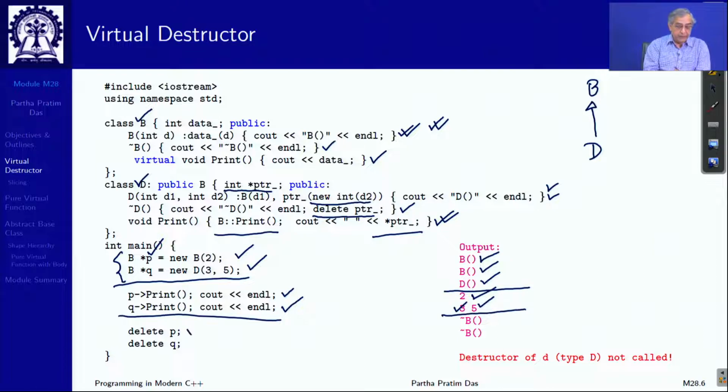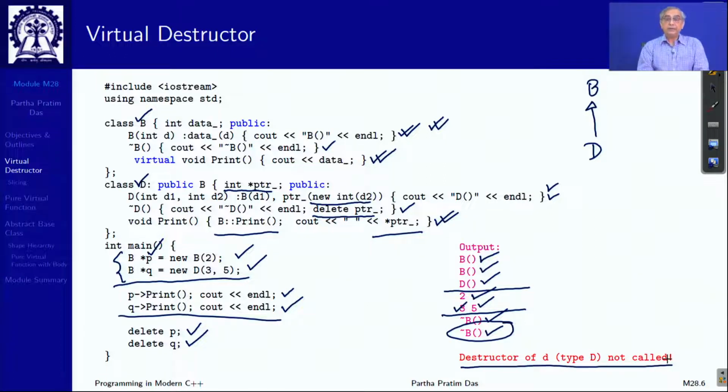Then we will have delete p. So, what does delete p do? Delete p will try to dynamically deallocate the pointed p, which will have to call the destructor of B. Then we will call delete q. Delete q should actually call the destructor of D followed by the destructor of B, because the actual object is of D type. But if we see in the output, we see only the destructor of B, the destructor of D is not called.